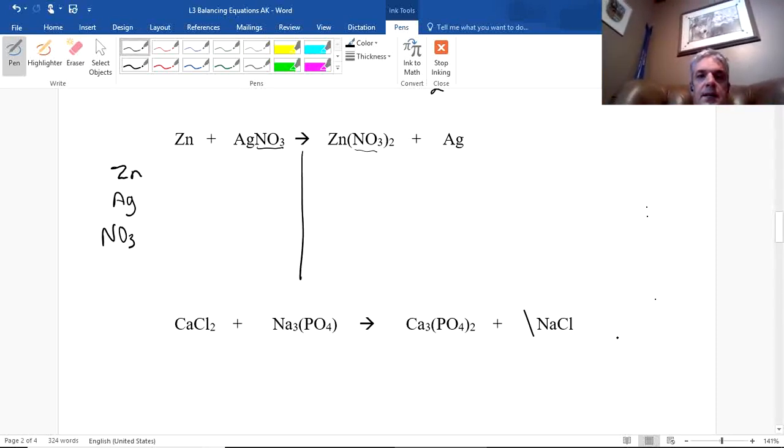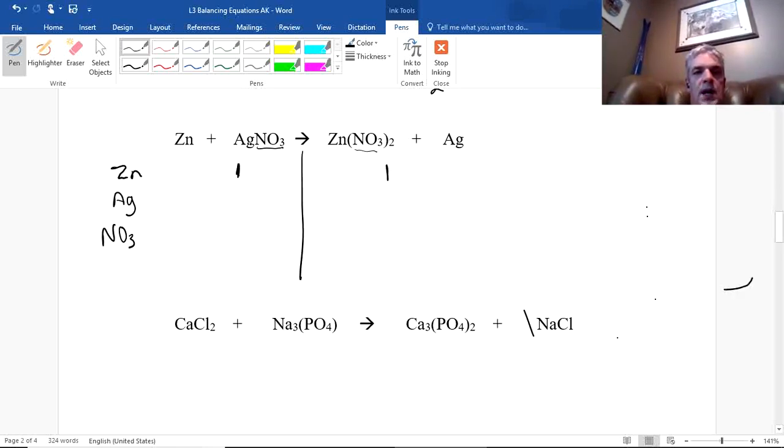Zinc. 1 on each side. Oh, yeah, I like that. I always like it when they line up perfectly. Okay? So I'm going to say 1 on each side. Then silver, 1 here, and oh, look at that, 1 there. That's beautiful, beautiful. Okay, NO3. Oh, there's 1 NO3 here. Oh no, there's always got to be 1 bad guy. NO3, 1 here, and 2 on this side.